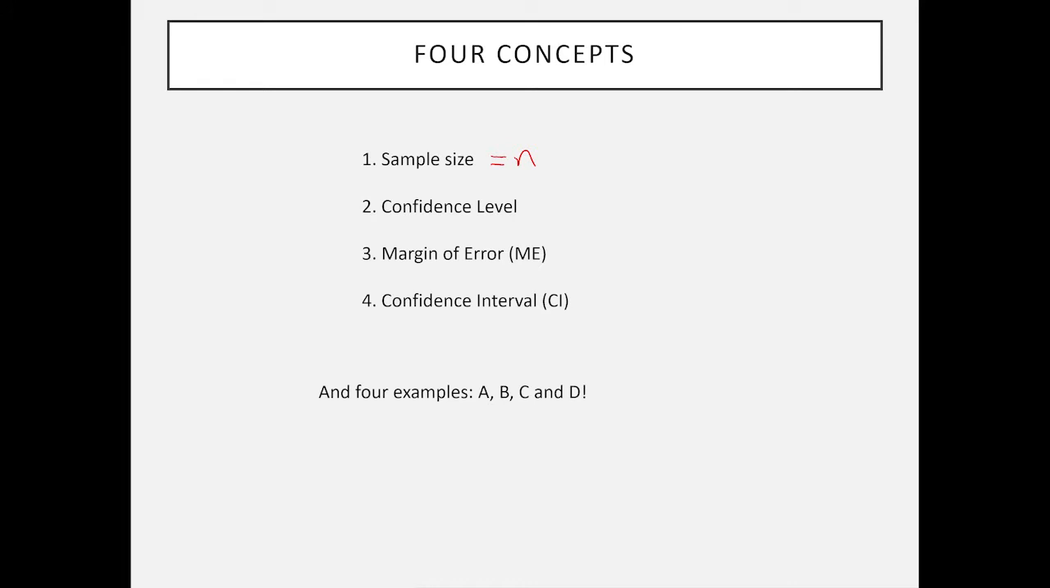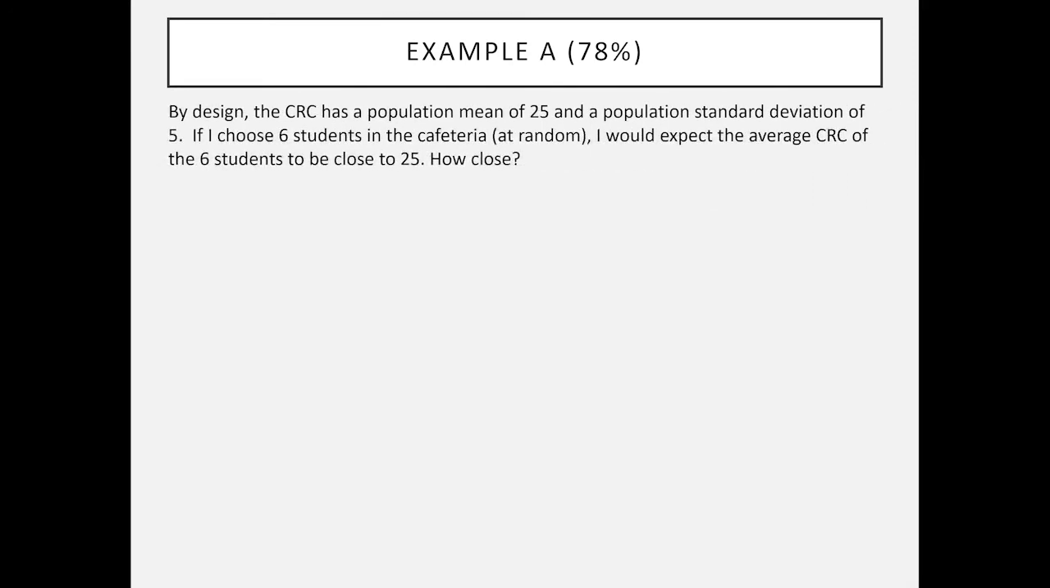Let's call the examples A, B, C, and D. Let's start with example A. Example A, I'm going to call this the 78% example. Let's say, for example, I stop in the cafeteria and choose 6 students at random. It's going to be a simple random sample. Now, we know that the R-score is designed by the Ministry of Education to have a population mean of 25 and a standard deviation of 5. It's set up that way.